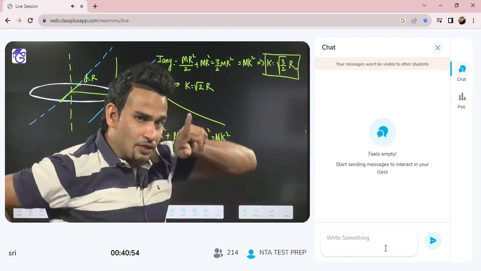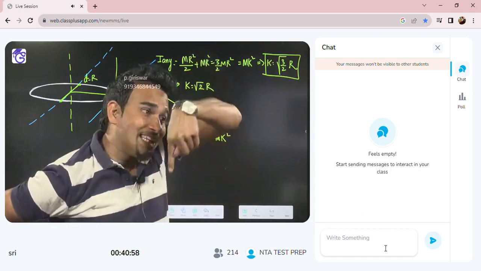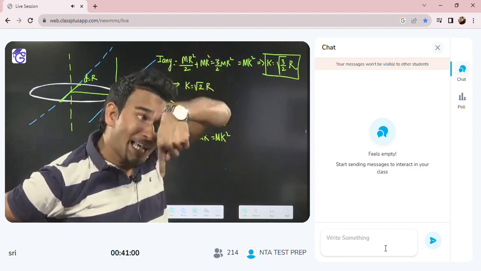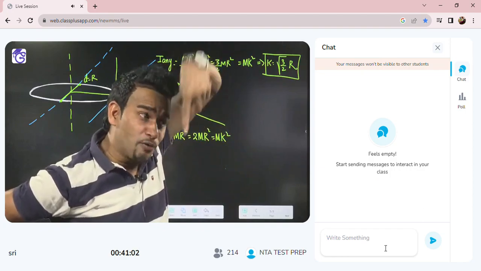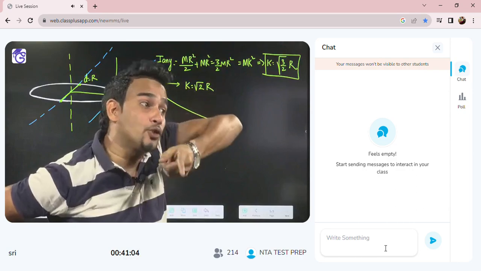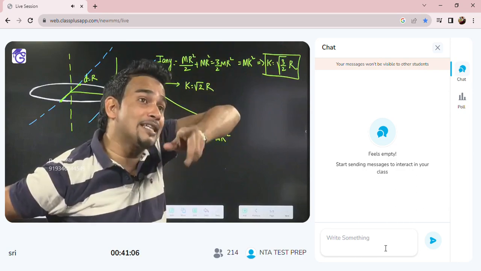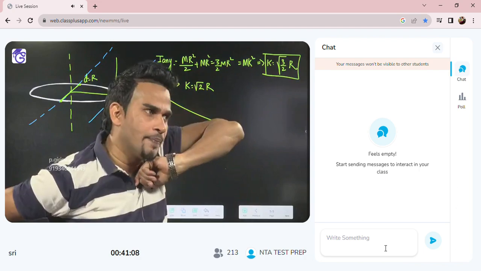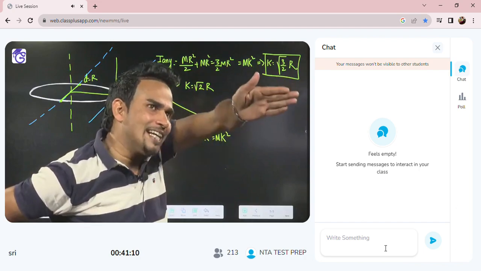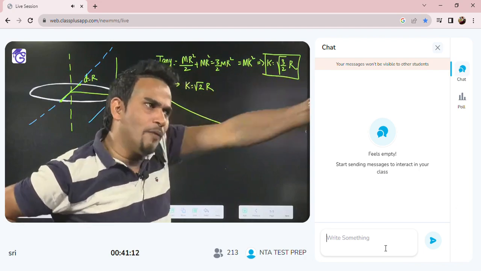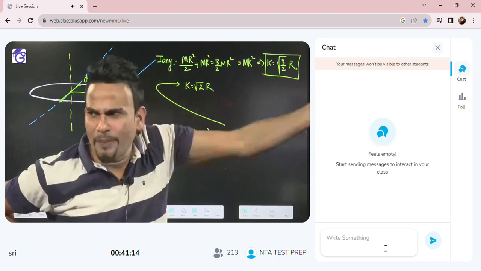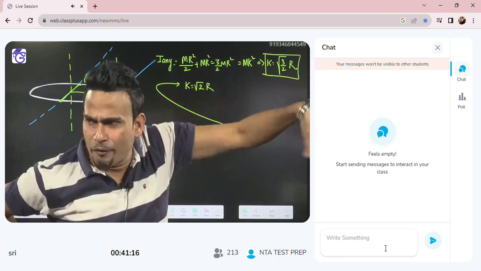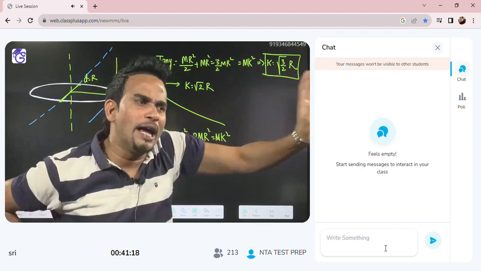First situation: when you get the tangent perpendicular to the plane, I_CM also you have to take perpendicular to the plane, and that is MR square by 2. So MR square by 2 plus MR square becomes 3 by 2 MR square. Second situation: tangent in the plane, so I_CM will also be in the plane, and that is along the diameter. So MR square by 4 plus MR square will give you 5 by 4 MR square.